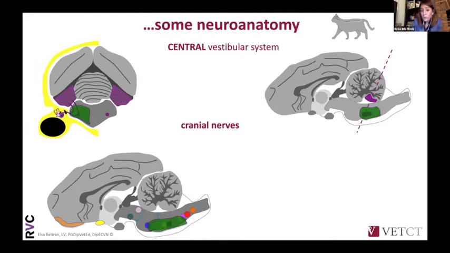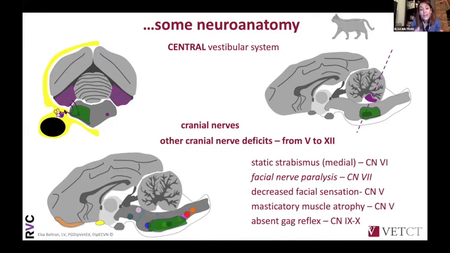And then we have other cranial nerves, because again, we remember the vestibulocochlear nerve is number 8, but we can have other neurological deficits associated with other cranial nerve dysfunction. So the ones that are close to 8, it could be 7, 6, 5, and then caudal, obviously, the rest. So if we have dysfunction of those cranial nerves, we can have a static strabismus, a medial one, and that will be a dysfunction of the abducent cranial nerve.